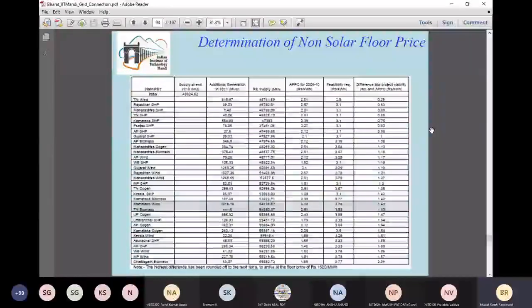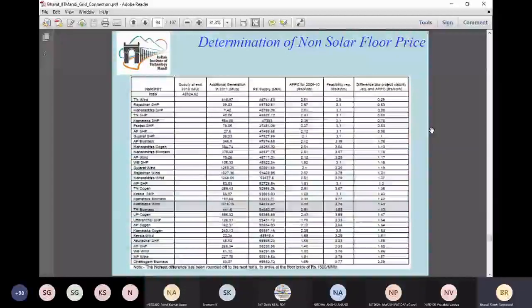Now let's see what Tamil Nadu wind is going to get when the floor price is selected as 1.43. First, they are getting an average power purchase cost of 2.51 rupees. The floor price comes out to 1.43.